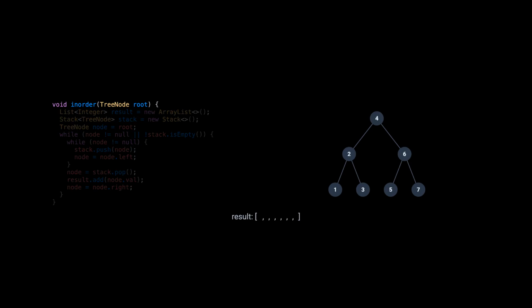Inorder traversal visits a binary tree in left, root, right order. We'll implement it iteratively using a stack. The method takes the root of the tree.